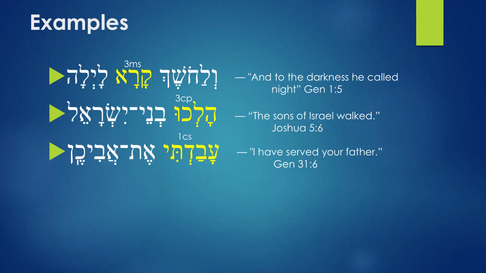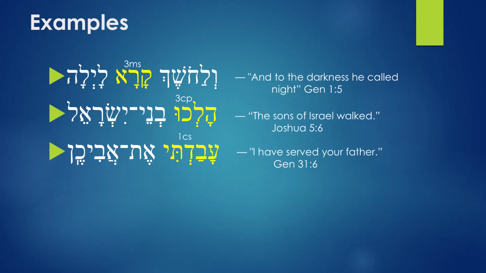Next we have the phrase, avadti et avikem. How do you translate that phrase? First of all, let's look at the verb. The verb has the T suffix from first common singular. How you translate that is I. Avadti is from the verb avad. Avad means he served. So avadti, that suffix means I, first common singular. I have served or I served.